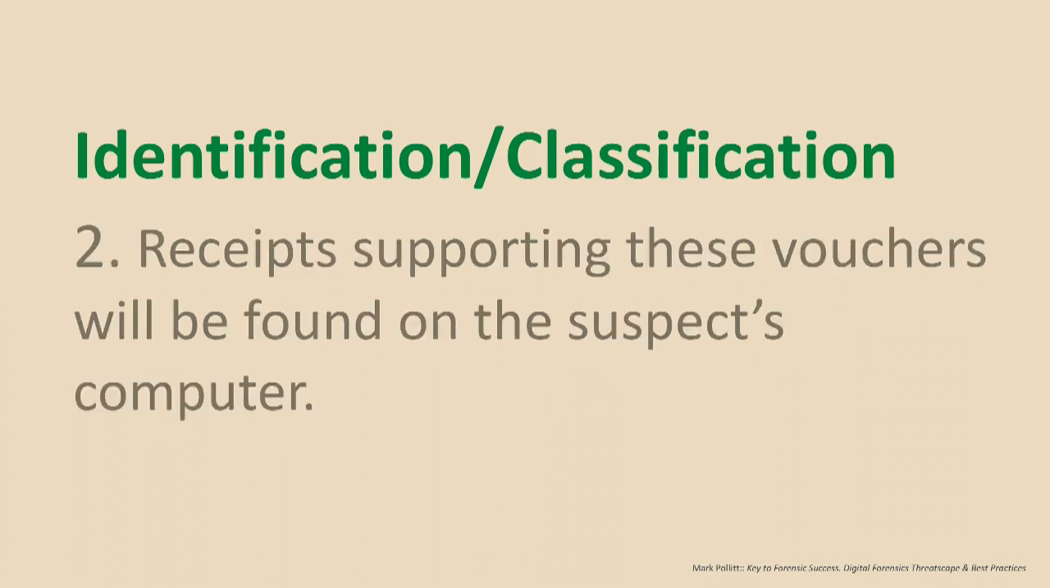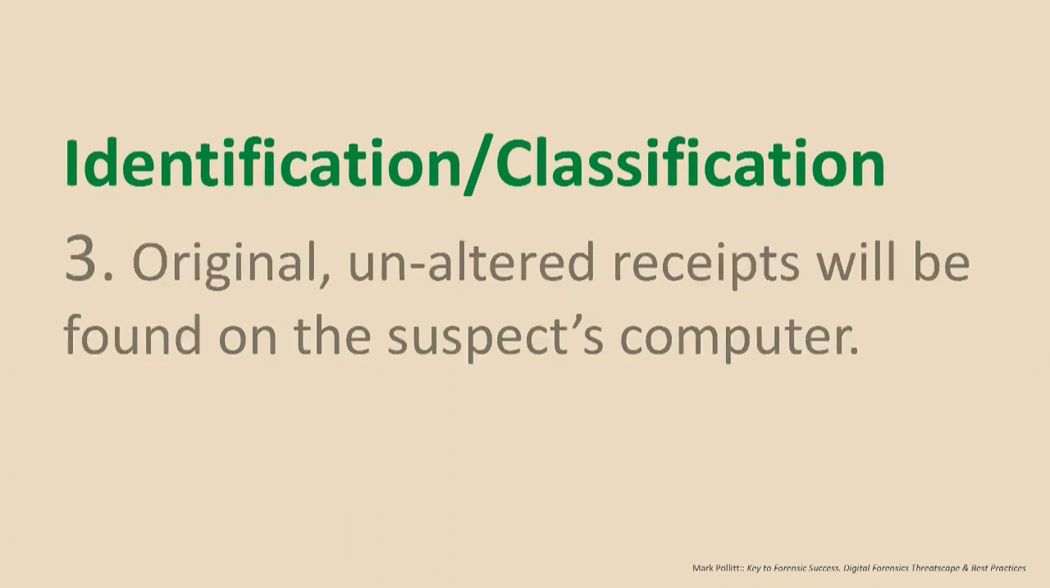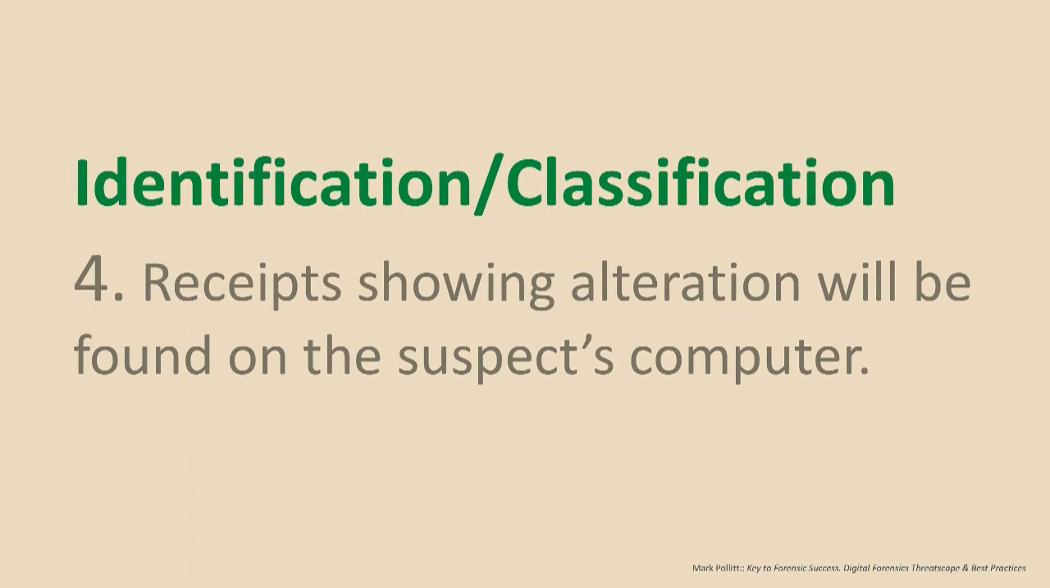those. Receipts supporting these vouchers will be found on the suspect's computer. So in what form might we find the receipts? Images, so you might look for PNGs, or you might look for PDFs, that kind of stuff, so you got an idea where to look, right? Also, identification and classification. You would find original, unaltered receipts will be found on the suspect's computer. Again, scanned images could be PDFs, could be PNGs, TIFFs, one of those things. Receipts showing the alteration will be found on the suspect's computer. Another example of identification and classification.